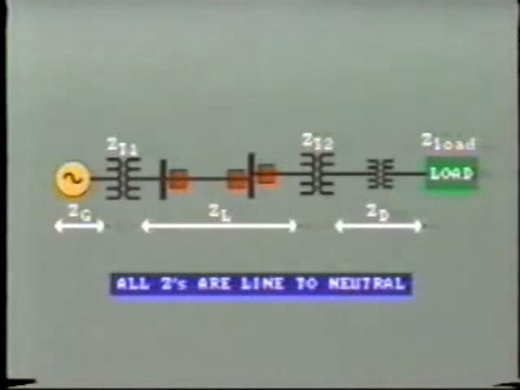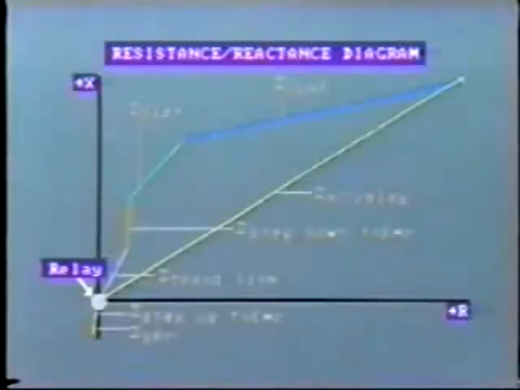The impedances line to neutral are represented here. The generator, the step-up transformer, the transmission line, the step-down power transformer, and here the total distribution circuit, including the distribution transformer, and eventually the impedance of the load. Now let us plot on a resistance-reactance diagram impedance as seen by a relay located after the generator step-up transformer.